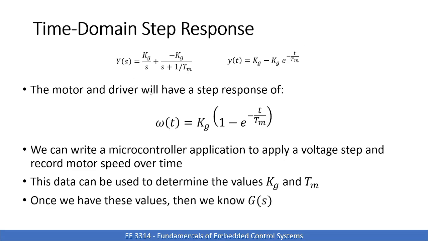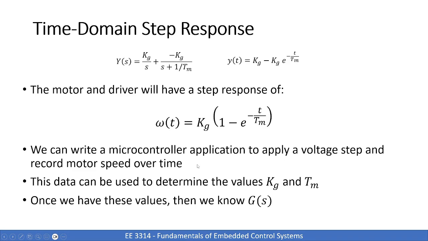Okay, so our motor and driver will have a step response, and here I'm saying omega of t. You could say theta dot of t if you want here. That's probably a little bit more correct. But here we're basically saying the speed of the motor is going to be this kg constant times 1 minus e to the minus t over Tm.